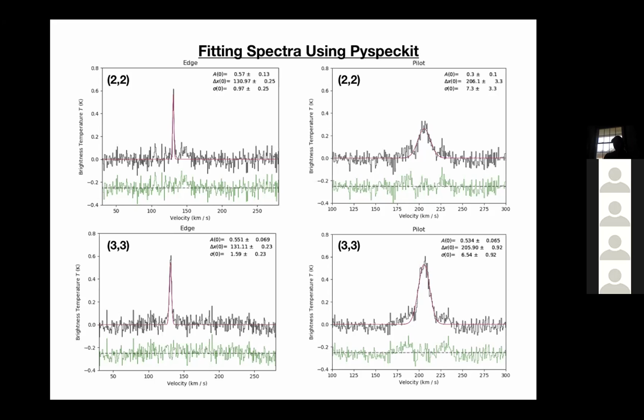Looking at what the fitting of the Gaussian profiles suggests, in the edge point of the bar, so that's the panels shown here on the left, we're seeing velocity dispersions of around 1.5 kilometers per second. In the midpoint of the bar, so that is the spectra shown here on the right side, we're seeing velocity dispersions of around 7. So we're seeing much broader line widths towards the midpoint than what we're seeing in the edge point of the bar.